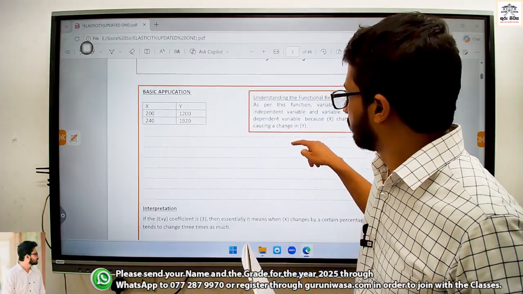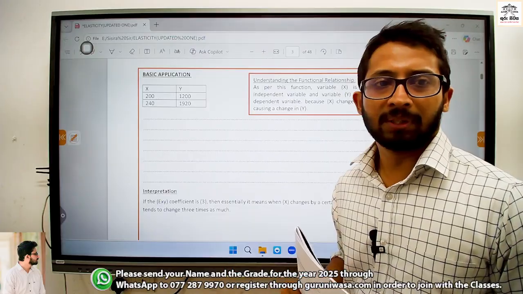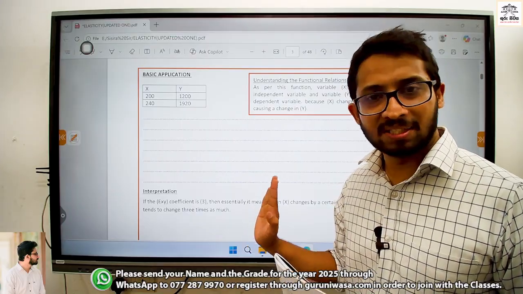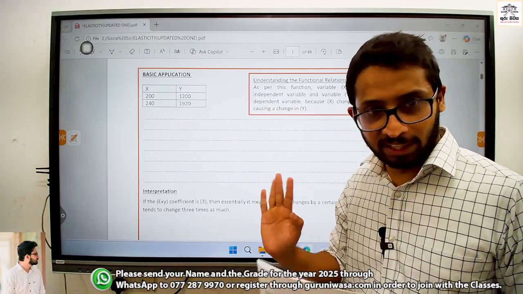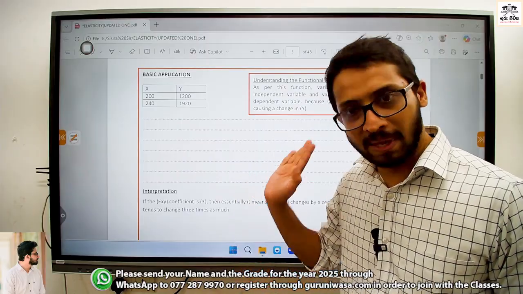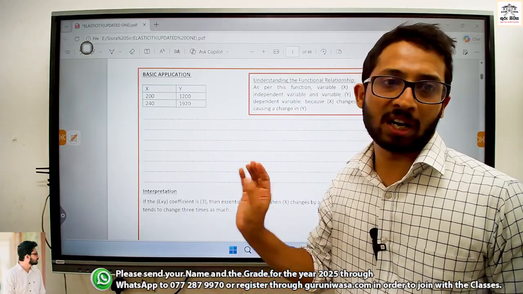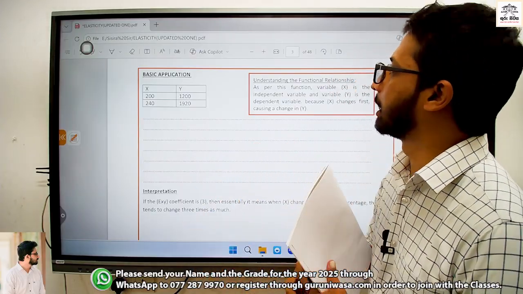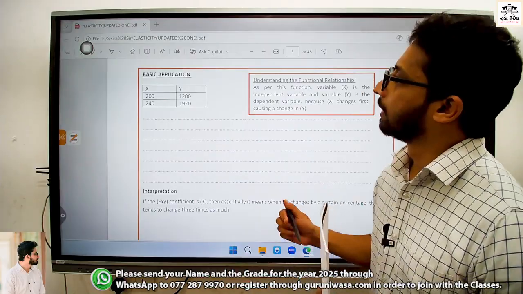Right. Next one, basic application. These are not economics. I haven't come to the economics part of the elasticity lesson yet. This is basic mathematics, just an introduction to the lesson of elasticity. Basic application.